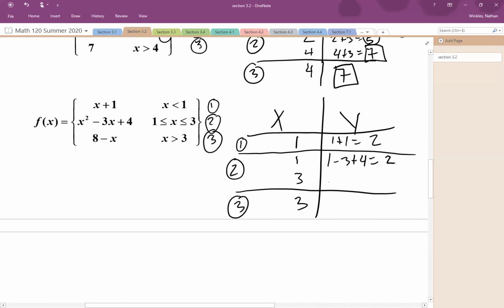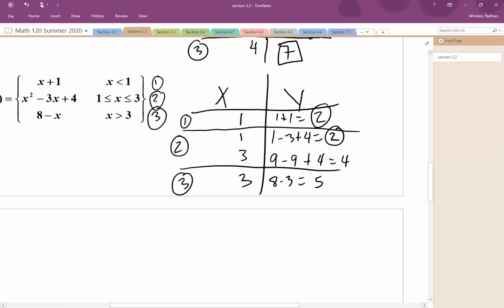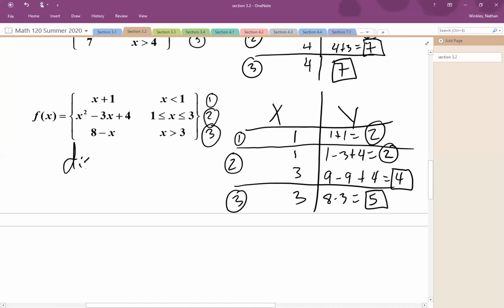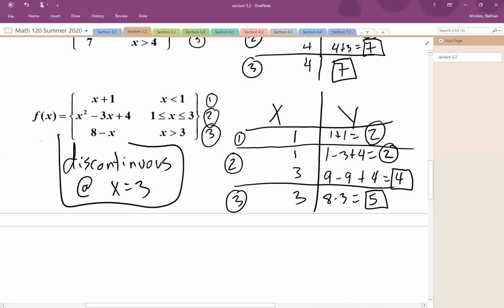Excuse me. We plug in 3. Second, we get 9 minus 9 plus 4. So we get 4. We plug in 3 into the last one. We get 8 minus 3, which is 5. So in the first case, we get a 2 and a 2 when we plugged in 1 in both cases. But in the second case, we plugged in, got a 4, we plugged in a 5. So we are discontinuous at x equals 3 would be our answer here.